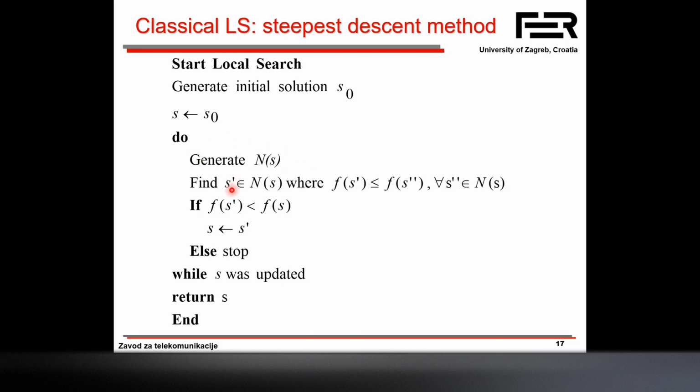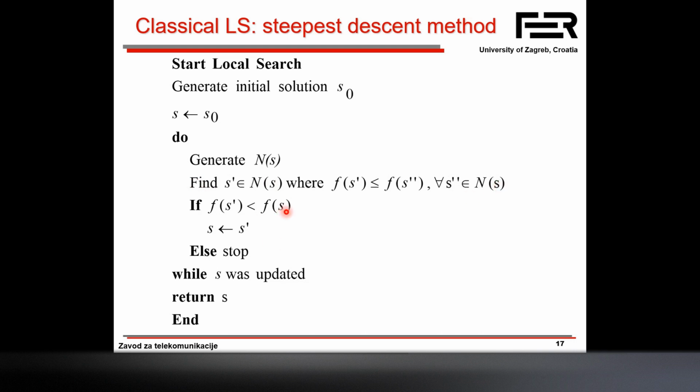We check all solutions that are in this neighborhood, where the value of that solution is less than or equal to all other solutions within the neighborhood. We're trying to find the best solution in the neighborhood. Again, this is a minimization problem, so this simply means that we're trying to find the solution with the lowest fitness value in that neighborhood. So we find the best neighbor.